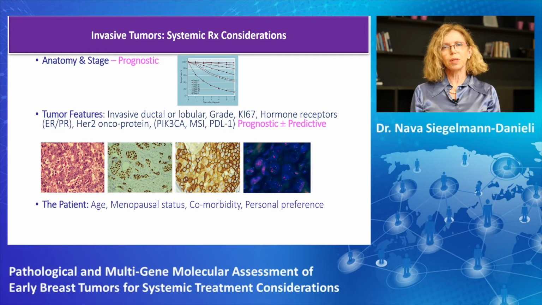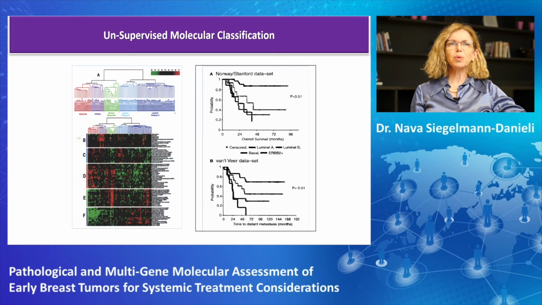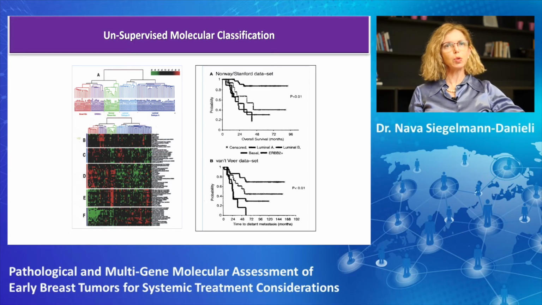their personal preferences. And so we can do more extensive work to assess the tumor type of the breast cancer using unsupervised molecular classification, which means that we are going out to check for hundreds of genes, and it's like a fingerprint of the tumor.